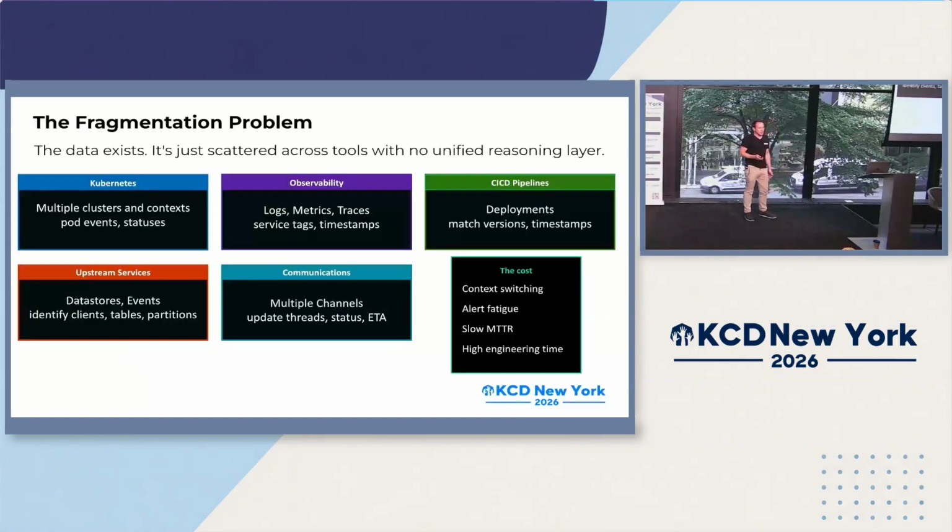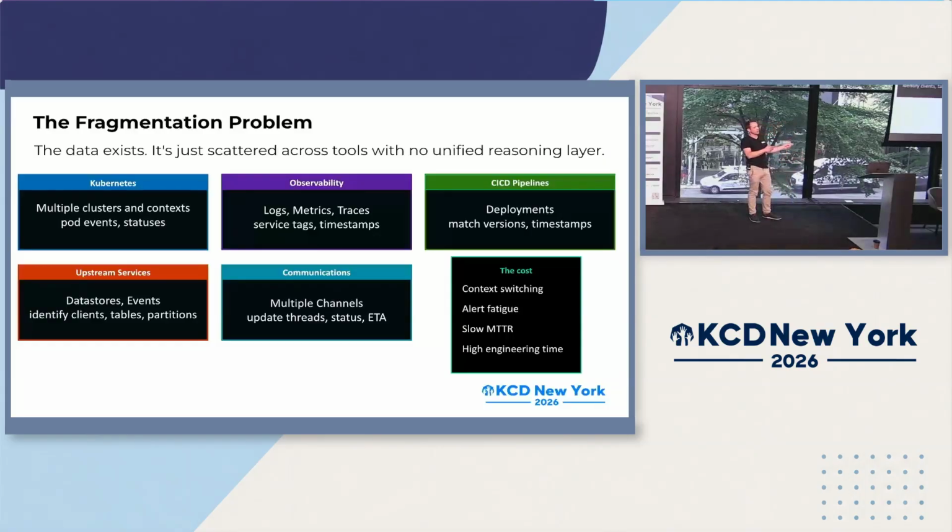So it's not a data problem. The data exists already. It's in different systems. It's a fragmentation problem. So if you have a problem in your Kubernetes server, like a bad deployment, you have to log into your Kubernetes cluster using kubectl. You probably have to switch context, find the correct cluster in the correct environment. Then you need to find the pods. Is it in a crash loop? Is it a bad state?